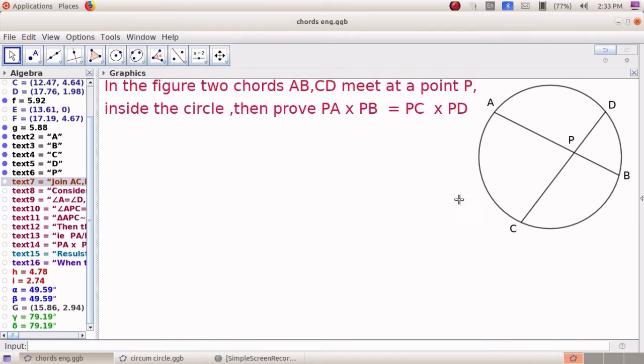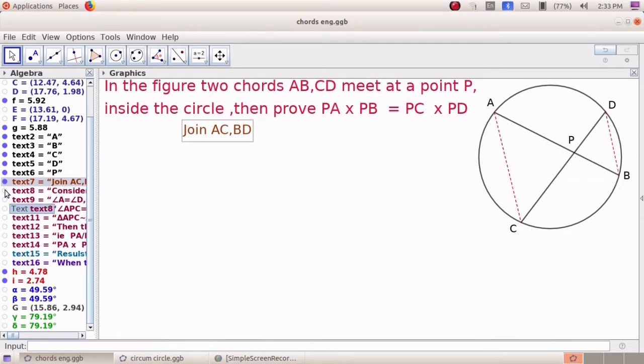For this, first let us join AC and BD. First we join AC and BD. See, AC and BD are joined. Now, when we write the answer, let us write that step at first. We joined AC and BD. Now let us consider triangle APC and triangle BPD.